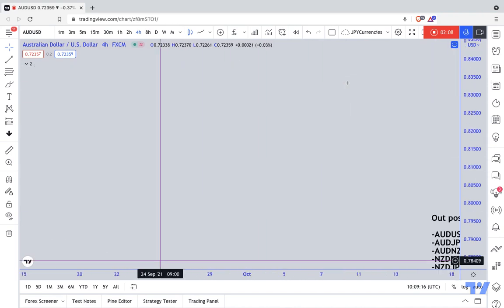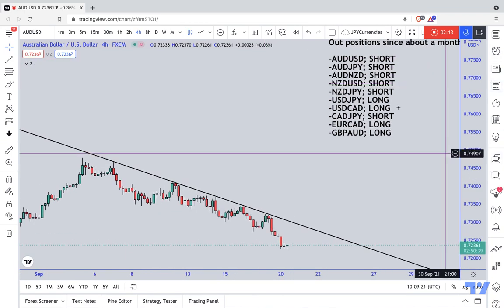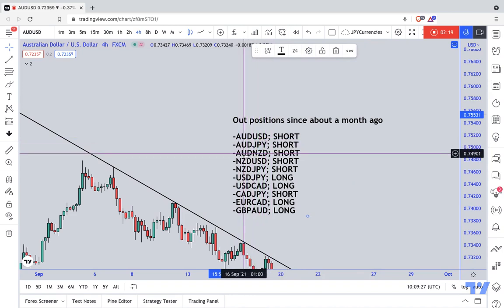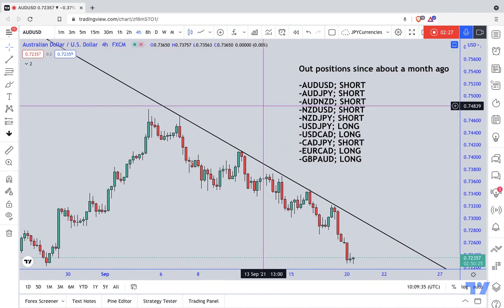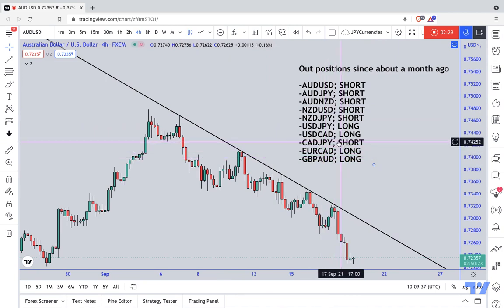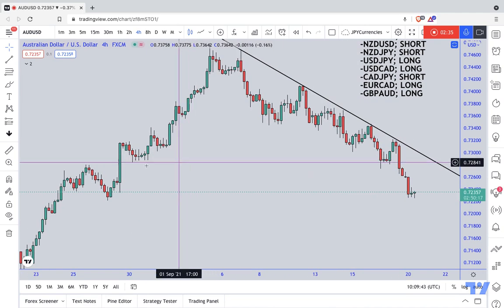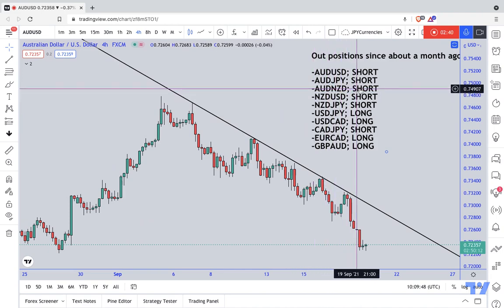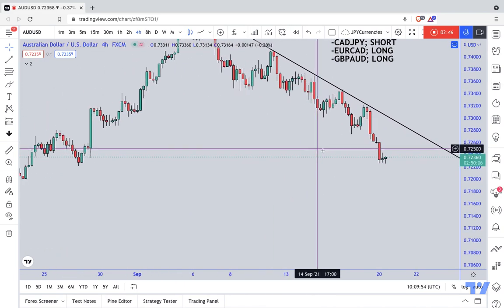Let me just find where those positions are. Okay, as you can see here, we actually have an Australian dollar New Zealand short as well. These positions were all running at the same time. Actually, some got executed a bit later than others, but most of them at the same time. When this was running up, we had profits on this Australian dollar New Zealand short. So fast forward to today, we're slightly in profit.